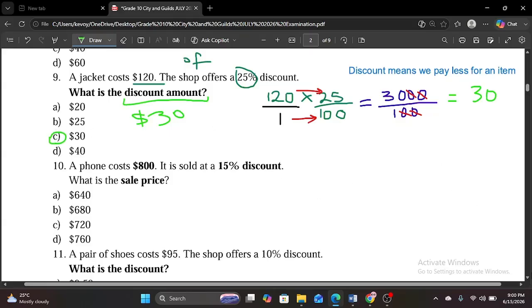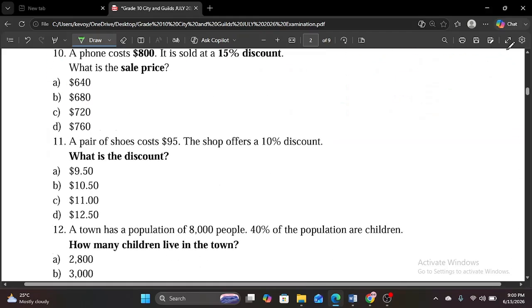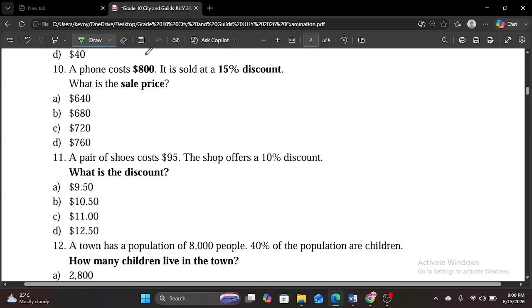So that's C. Moving down, we're going to question 10. A phone costs $800. It is sold at a 15% discount. What is the sale price? All right, so this is not asking for the discount amount. It's actually asking for what is going to be the price after the discount. So after you subtract the discount.